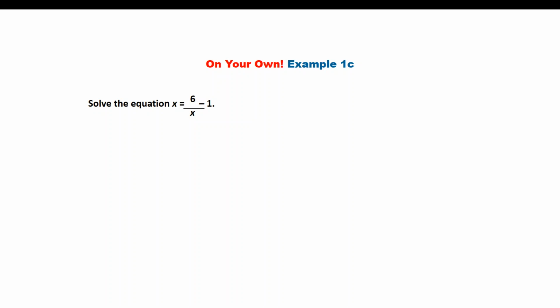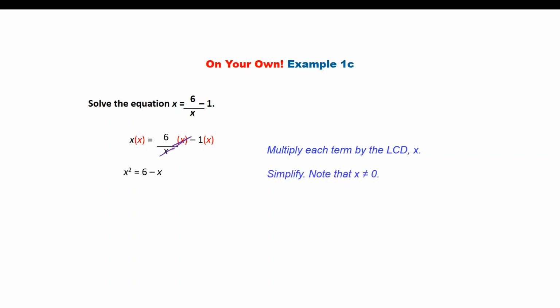Okay, once again, our common denominator is just going to be x, so we're going to multiply each term by x. And when we multiply each term by x, it looks like this, and our x crosses out, getting rid of our denominator. So we end up with an equation that says x squared equals 6 minus x. And next, all we have to do is solve for x.